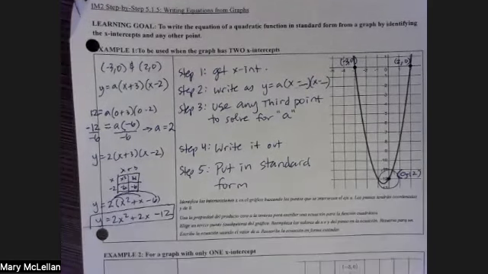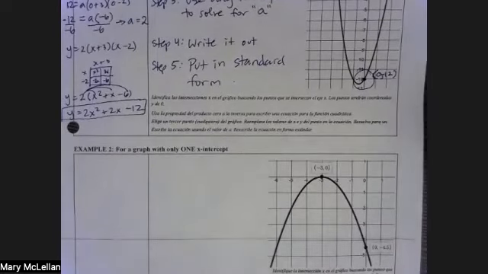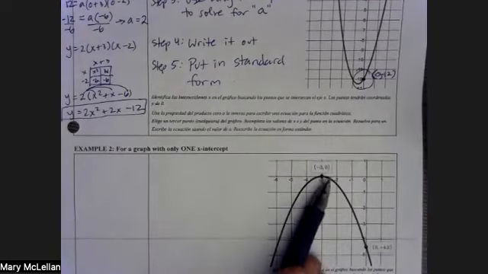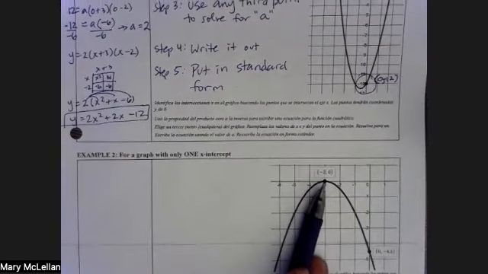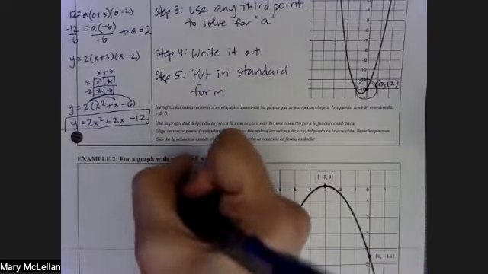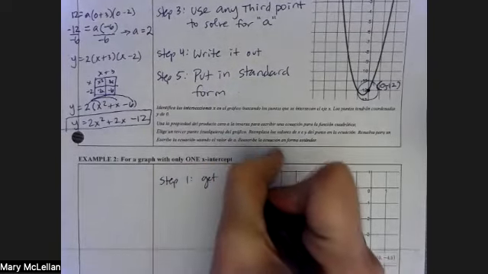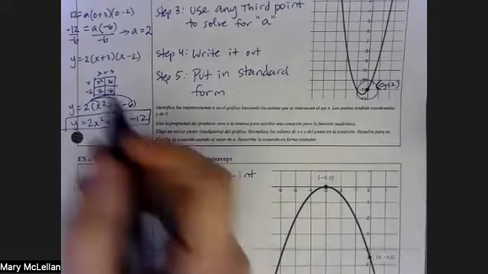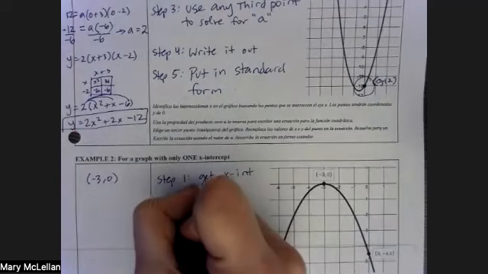Sometimes everybody, oh, that's that question. Next problem. Now we have an example with only one x-intercept. Okay, this one's a little bit different, but it's actually less work. Step 1. Get the x-intercept. There's only one x-intercept. It's -3, 0.